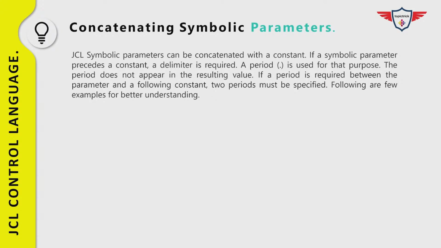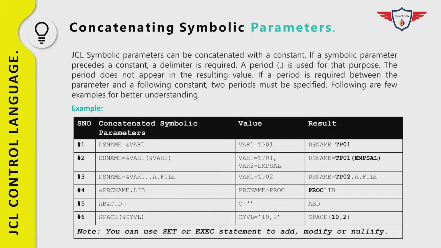And if you want a period to appear immediately after a symbolic parameter, then you have to code two periods in a row. The first one acts as a delimiter marking the end of the symbolic parameter, and the second one acts as a part of the JCL statement. For example, when you're writing a DD statement, you need a period, right? And in case you want to nullify the value of a symbolic parameter, as always, you can code the symbolic parameter name followed by an equal sign with no value.